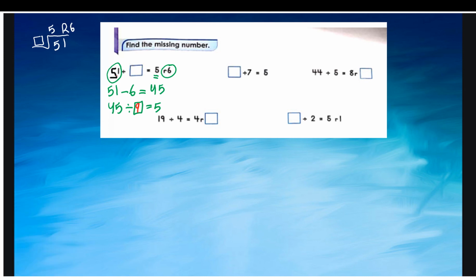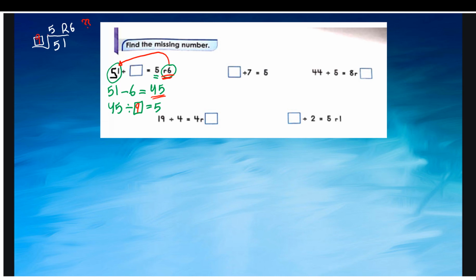So again, if you have a remainder with the answer, you have to subtract it from the dividend number. Then take the answer and divide it by the missing number. The answer will be 5. Okay? Now let's check our answer. If we divide 51 by 9, the answer will be 5 with a remainder equal to 6.